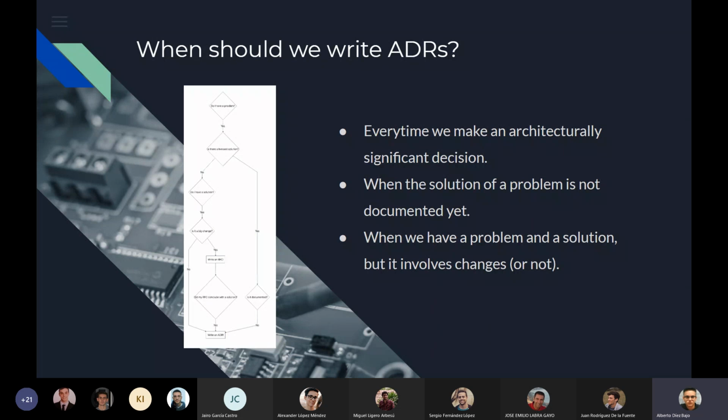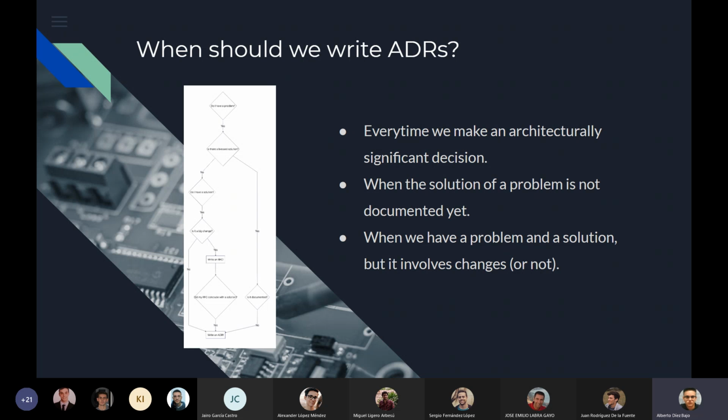The first is that every time we make an architecturally significant decision, we should write an ADR. When we start planning how to develop a project, we will always have to make decisions that have a large impact on all the topics that an ADR covers. For instance, at a certain point of development, we introduce a new API or a library or some mechanism that involves important changes, and then an ADR is needed.